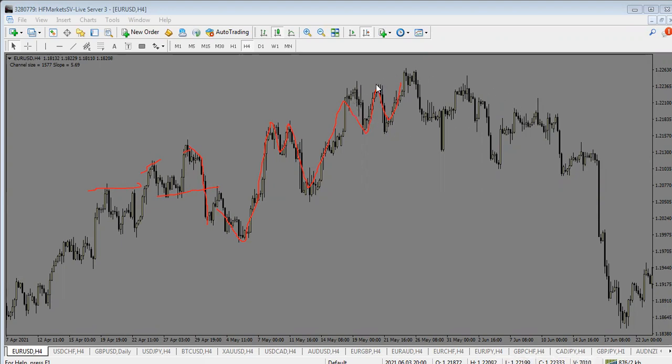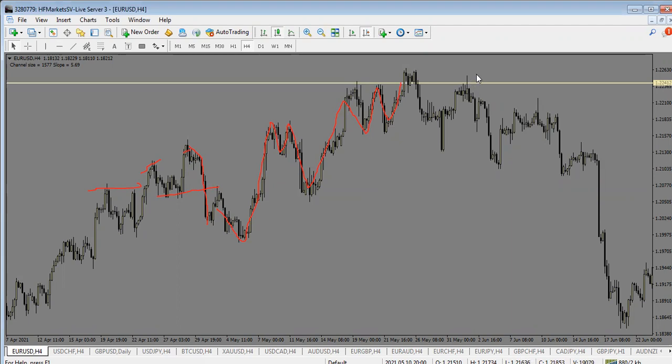So it is our strong resistance zone. Let me grab that. Strong resistance zone. It means that price is respecting that point, and there is a high probability that price might not break this point. Why am I saying so? Let me give you an example.